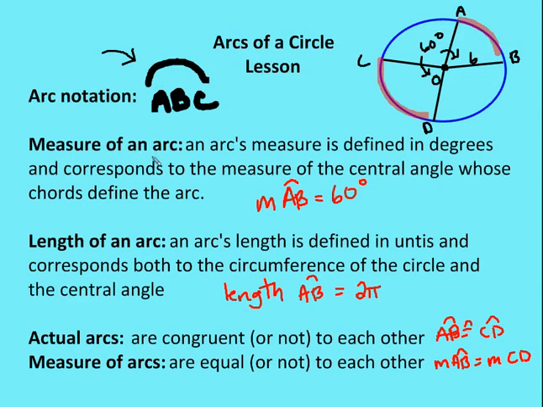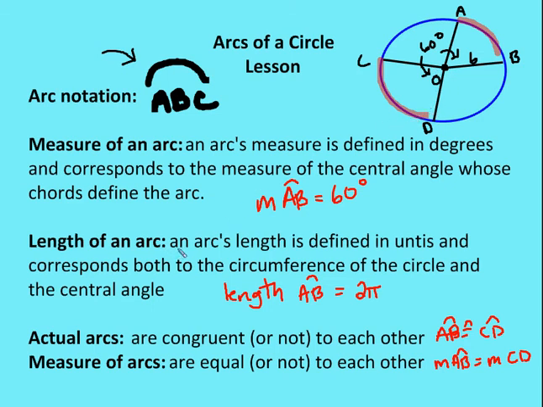Now I'm going to talk about the measure of an arc. The arc's measure is defined as the degrees, and it corresponds to the measure of the central angle. So that's what we've been talking about so far in this lesson. I'm going to write shorthand, lowercase m for measure, and then my arc AB, and I'm going to say that the measure of arc AB is equal to 60 degrees. It corresponds to my central angle. I can also say the measure of arc CD is 60 degrees.